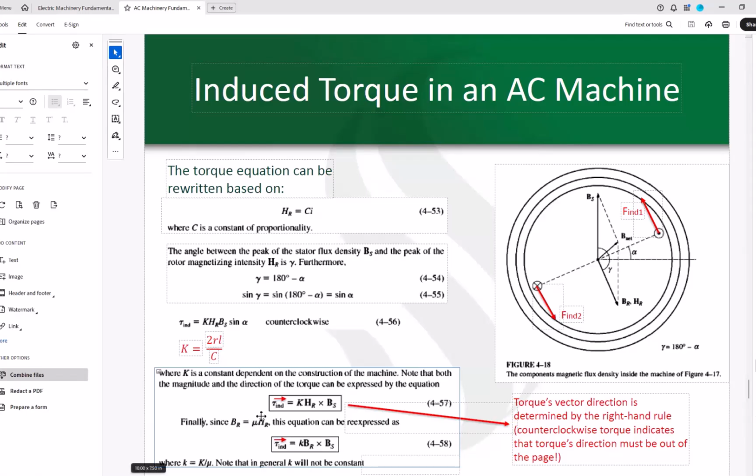Also, I mentioned tau to be a vector variable. Now, can you tell me, when we're talking about torque being either clockwise or counterclockwise, how would you determine that a torque is clockwise or counterclockwise with respect to this cross product?